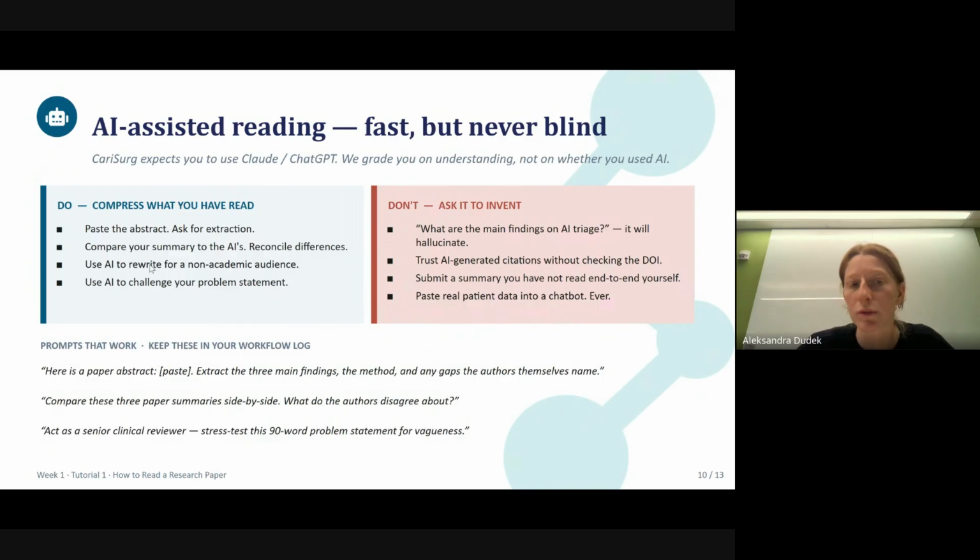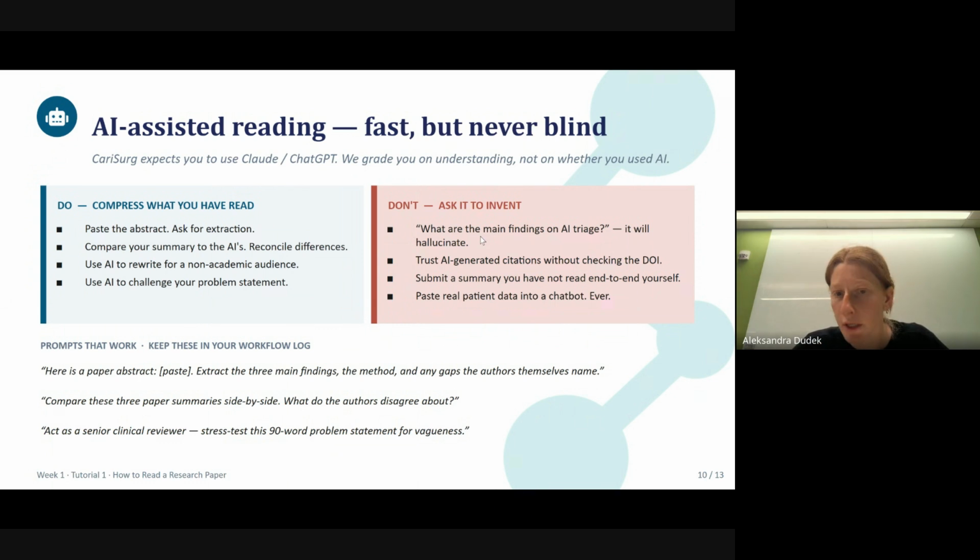It can also be used to rewrite for a non-academic audience. Sometimes we'll be using a lot of technical jargon, a word I like to use, but words that might not make sense to a lot of other people. So it can help you rephrase things. And then it can also be used as a critic of your own work. Let it give you feedback as you're growing as well.